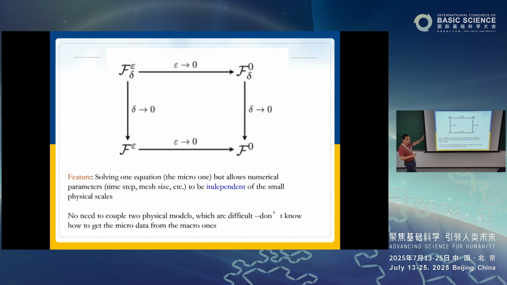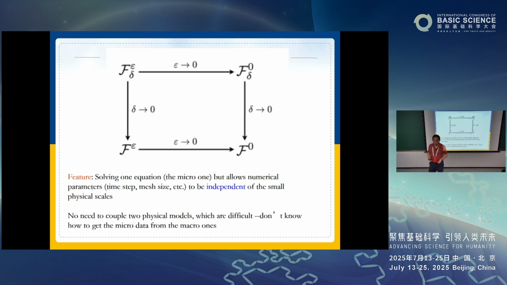But this method does not need to connect. It just solves one equation. Okay, and this equation, if the numerical mesh size is small enough to resolve epsilon, you are solving the microscopic equation. If you don't resolve, effectively you are solving a macroscopic equation.